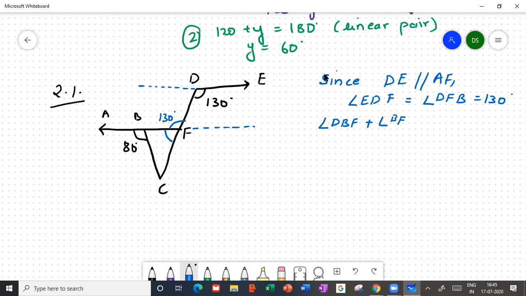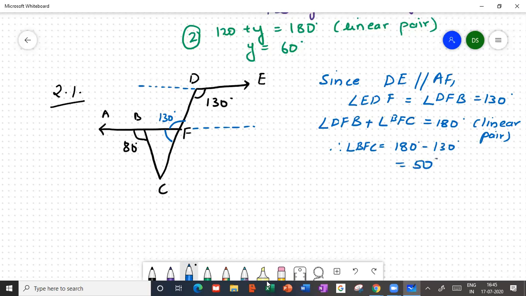BFC is equal to 180, linear pair, correct? Therefore, BFC is how much? 180 minus... Oh, this is D, not DBF. There is no angle possible. This is DFB, right? 180 minus 130 is 50 degrees, correct? So this is 50.